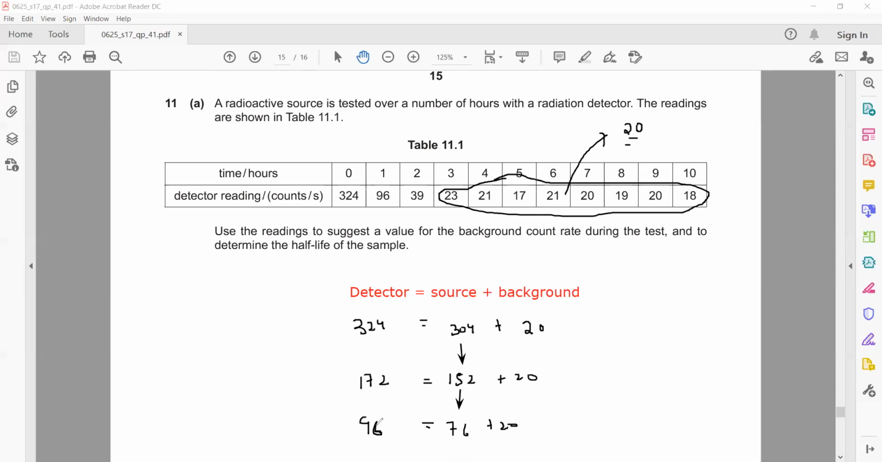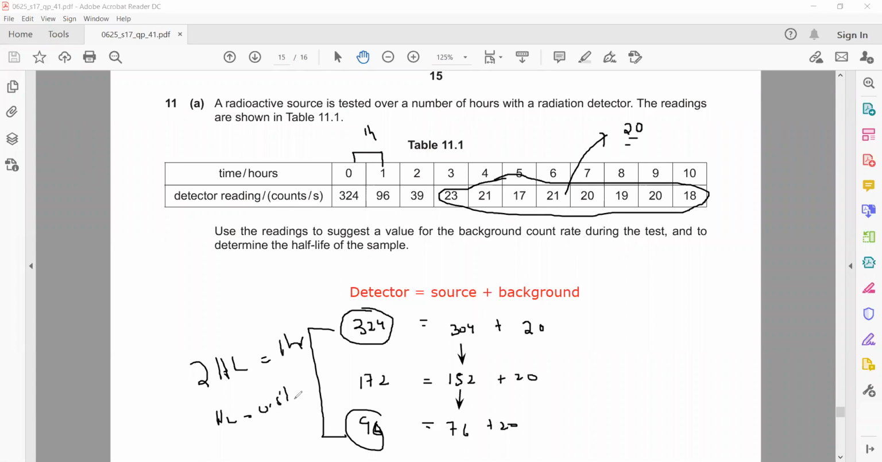So how many half-lives are there when the detector reading changes from 324 to 96? There are two half-lives. And what is the duration for these two half-lives? The two half-life duration is 1 hour. So if two half-life duration is 1 hour, one half-life will be 0.5 hours.